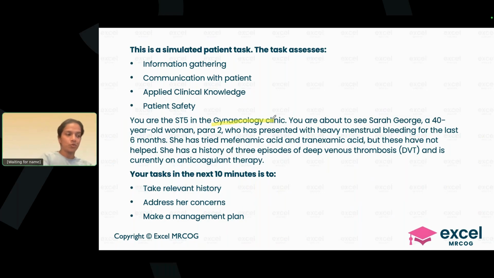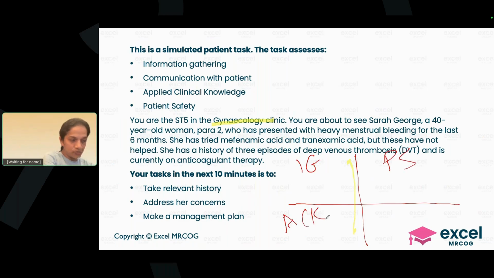Okay. So sometimes what you can do in your notepad, what we used to follow, is you have a notepad with you and in the 2 minutes time you're reading the task. So you can make a grid in the notepad, and this would be IG, this would be PS, this would be ACK, and communication with colleague or patient. So in IG, if there are certain things, like here you have noted that she's having DVT, you need to ask her about her anticoagulant. So some important salient points you note down that you would need.